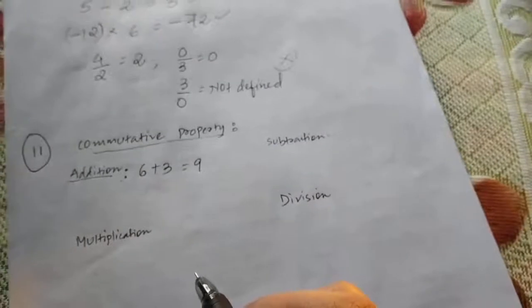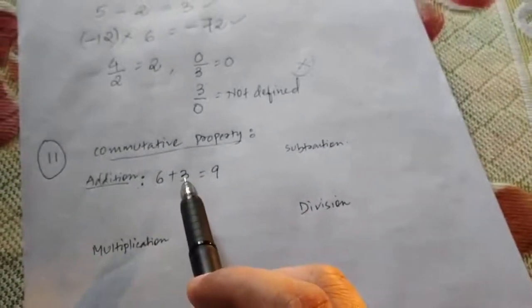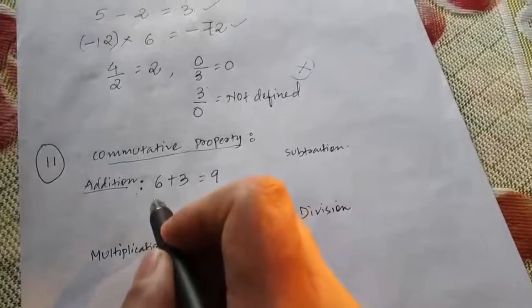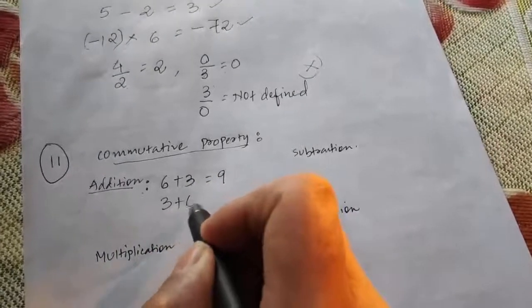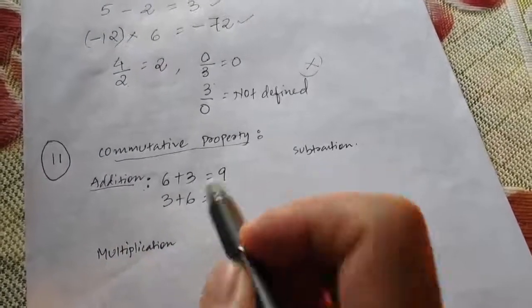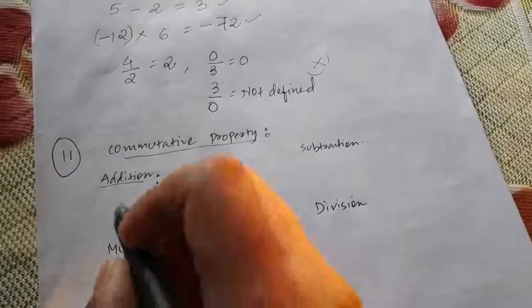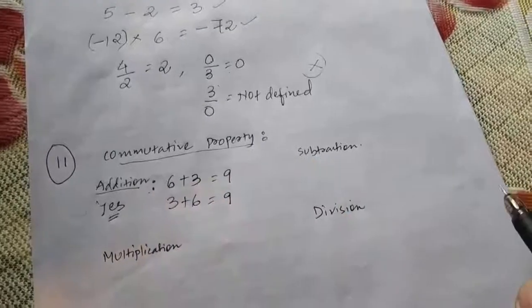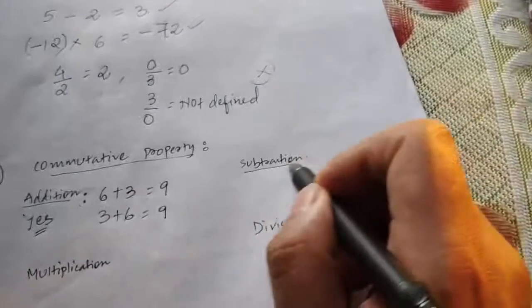Now if we change the order, 3 we will write first, 6 we will write second. So 3 plus 6, then also we will get 9. So for addition, the commutative property is true and we will write yes. Now let us see for the subtraction.